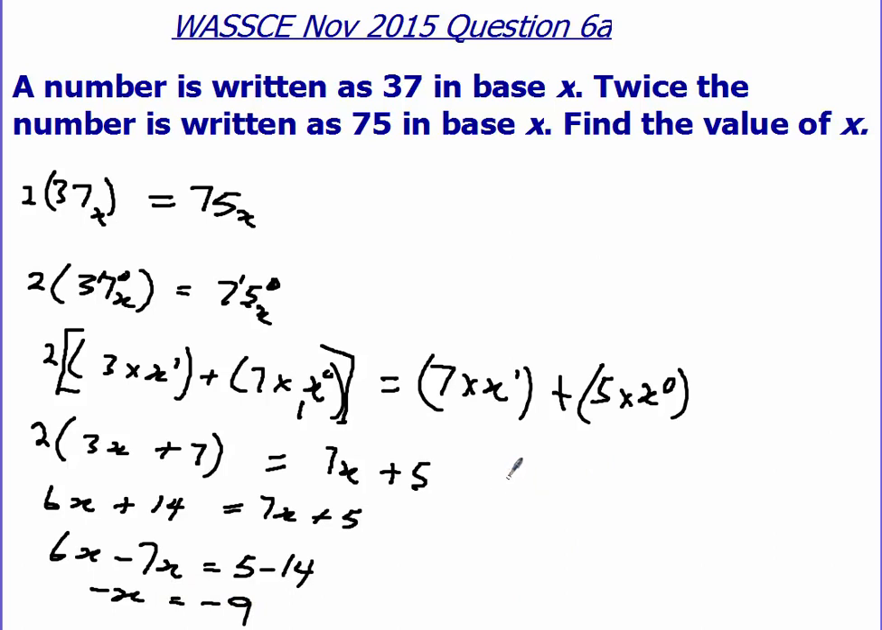So looking for the value of x, negative x equal to negative 9. You can divide here by negative 1 and divide here by negative 1. This negative will cancel out this, and this is also going to cancel out this. Therefore, x is equal to 9. Good. I hope you are getting things right.